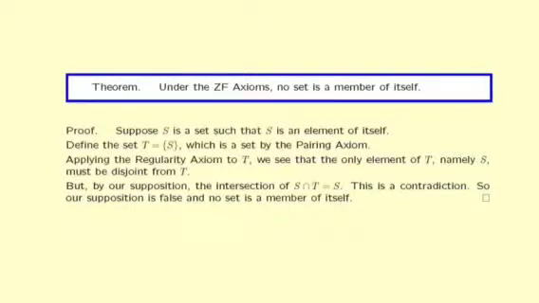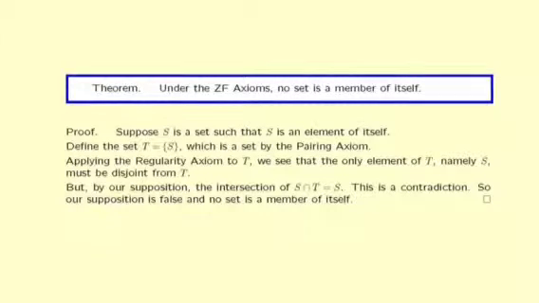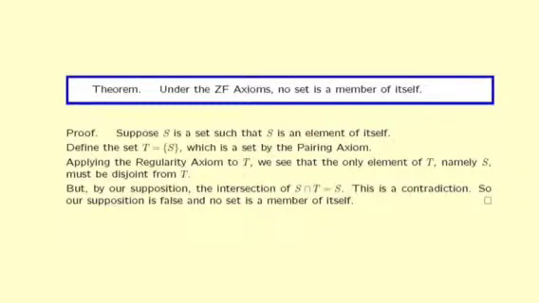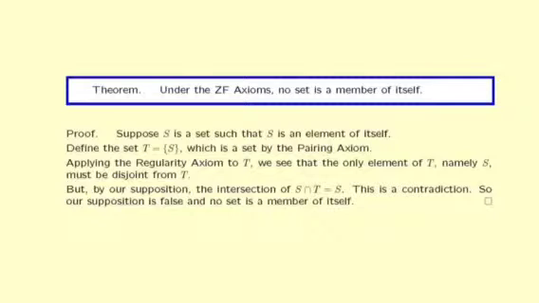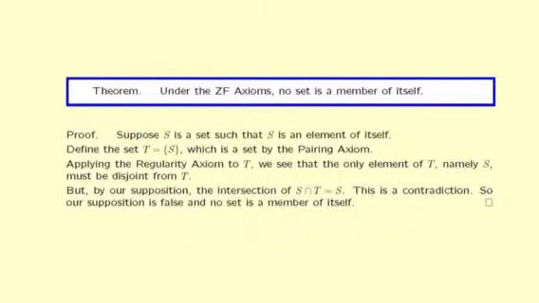Axioms 1 to 9 form the Zermelo-Fraenkel axioms for set theory. This theorem says that under the ZF axioms, no set is a member of itself. If this is true, then Russell's paradox cannot occur under these axioms. So let's prove the theorem.